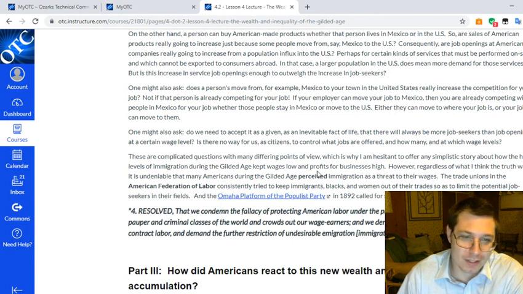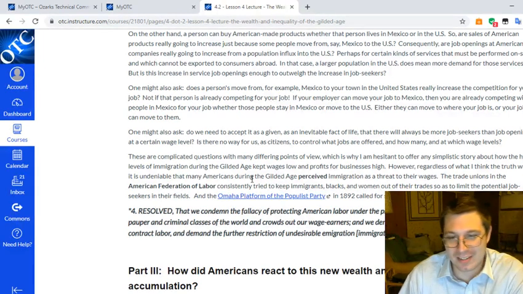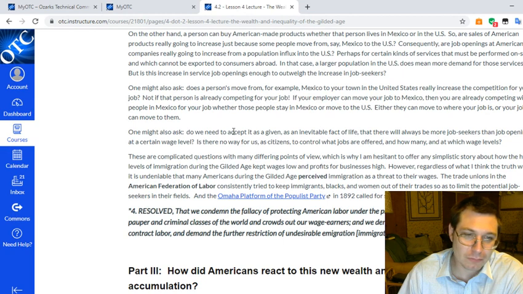In their words, they said, "Resolved, that we condemn the fallacy of protecting American labor under the present system, which opens our ports to the pauper and criminal classes of the world and crowds out our wage earners, and we denounce the present ineffective laws against contract labor and demand the further restriction of undesirable immigration."